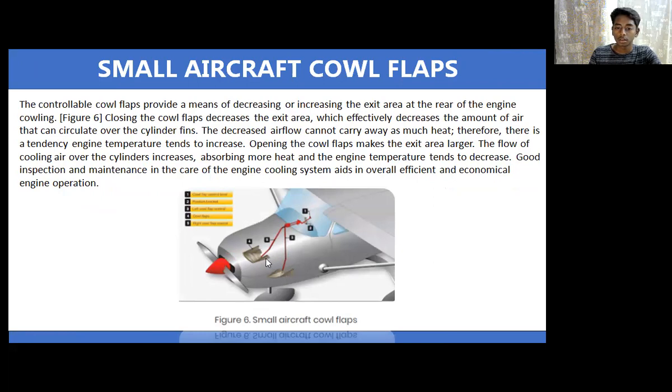Here we can see the cowl flaps, which let the cool air enter the engine bay to cool it. Closing the cowl flap decreases the exit area, which effectively decreases the amount of air that can circulate over the engine fins. The decreased airflow cannot carry away as much heat. Therefore, engine temperature tends to increase.